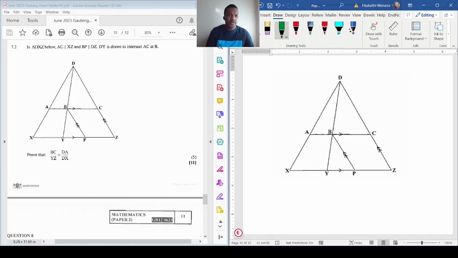We are now in question 7.2, and it says in triangle DXZ below, AC is parallel to XZ. Where is that? AC, okay, I see them. And BP is parallel to DZ. See them? It's drawn to intersect AC at B. Now prove that. What I like to do with these types of questions is that it says BC, so I want to highlight BC. Where is BC? BC is over there. That's the first thing I do. Over YZ. Where's YZ? YZ is there.